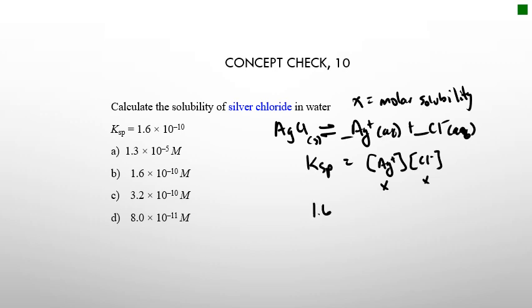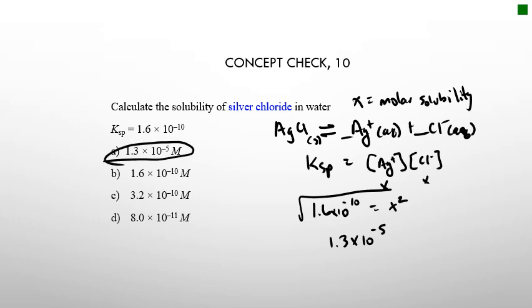So I would have 1.6 times 10 to the minus 10th equaling X squared. So to solve for the molar solubility, I would just take the square root of the KSP value, and 1.6 times 10 to the minus 10th square rooted would be 1.3 times 10 to the minus 5th. So our answer would be A.